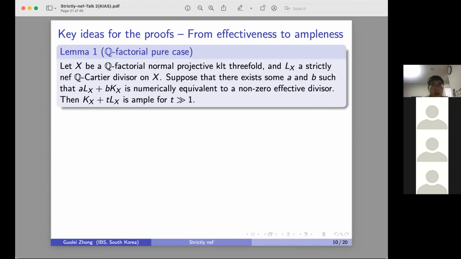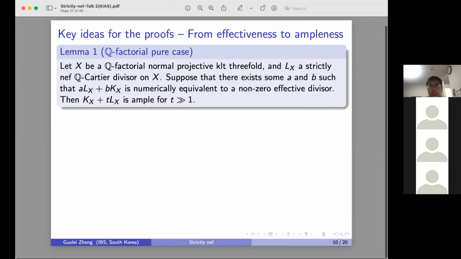So we start from a Q factorial normal projective KLT threefold, and L_X is a strictly nef Q-Cartier divisor on X. We suppose that there exists some linear combination aL_X + bK_X which is numerically equivalent to a non-zero effective divisor. Then K_X + tL_X is ample for sufficiently large t. Note that this is the most general form if we assume X is Q factorial. Then we don't need any other conditions.